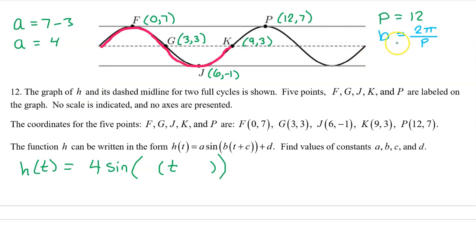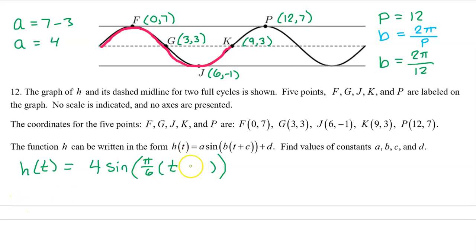The b value is given by 2 pi divided by the period. So in this case, the b value will be 2 pi divided by 12, and 2 over 12 reduces to 1 over 6. So the b value will be pi over 6.